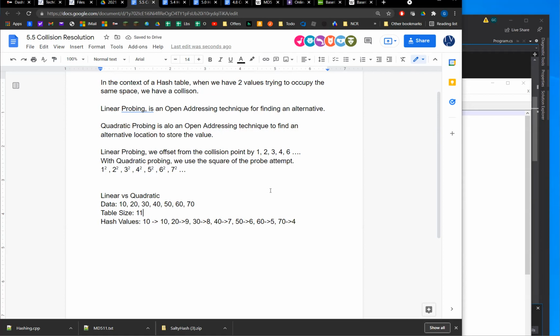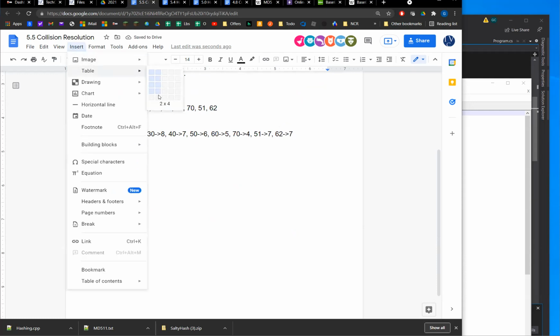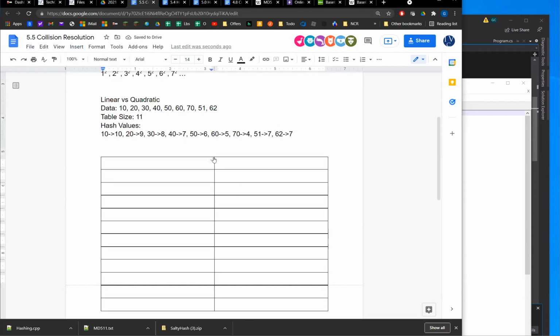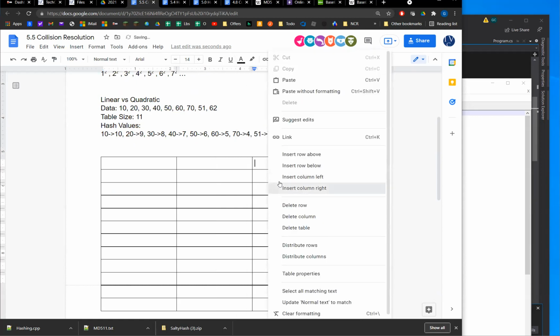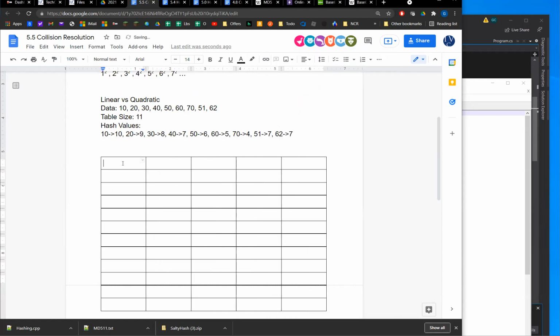So we're going to have to throw in some extra data here, force a collision or 2. Let's add in 51 and 62. So 51 goes to 7, and 62 also goes to 7. So we've got our index and our data.